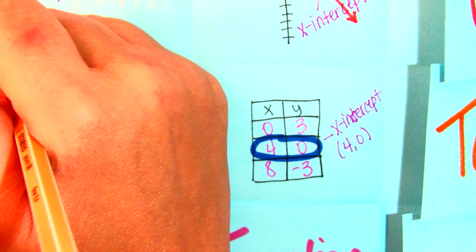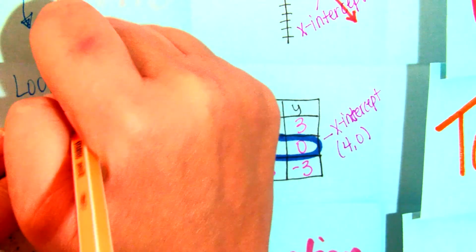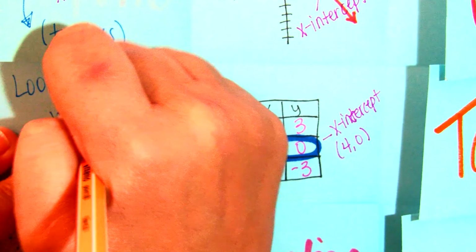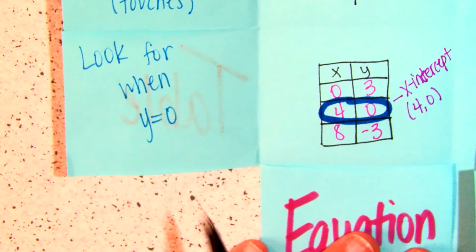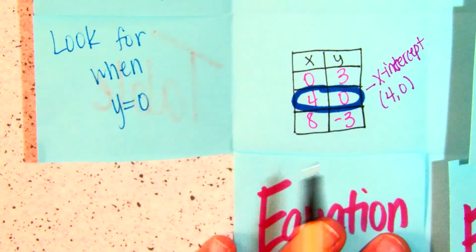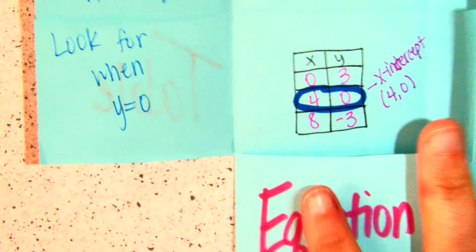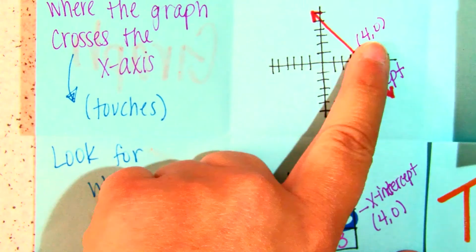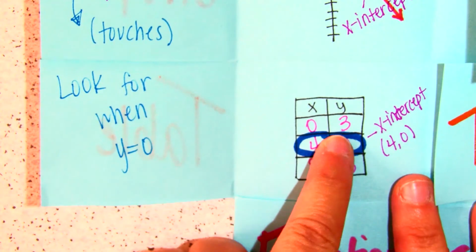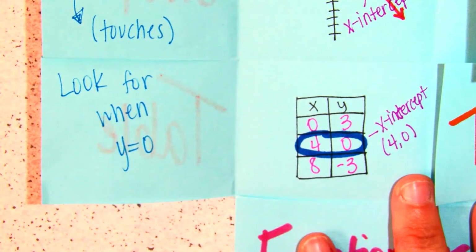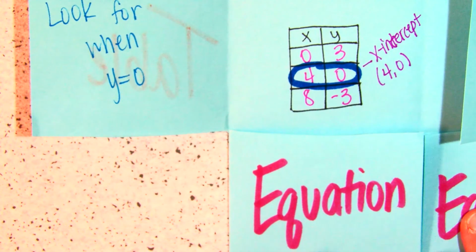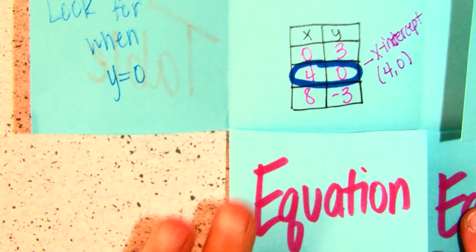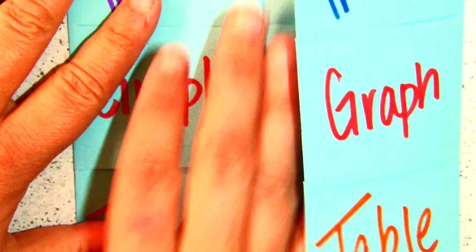So for a table, you look for when y equals 0. Same thing with the graph. With the graph, my y is 0, so from the table, my y has to be 0. Okay? The equation we're not going to do today. We'll do that later. So now we're going to move on to the y-intercept.